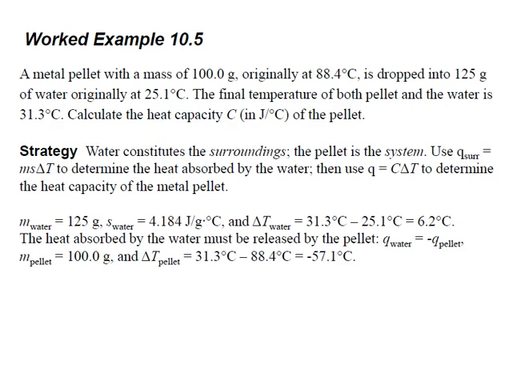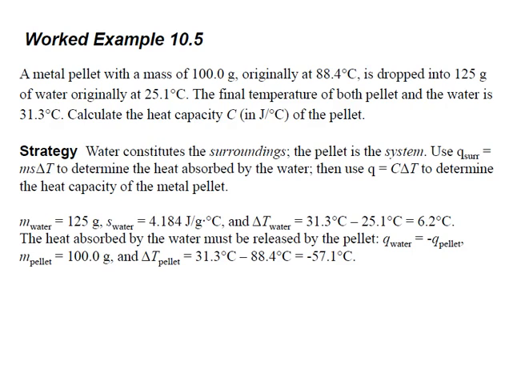C is usually used as specific heat of some type of material that you're calculating. S is used for water. So to continue on just reading the strategy, follow along. It reads, water constitutes the surroundings. The pellet is the system.